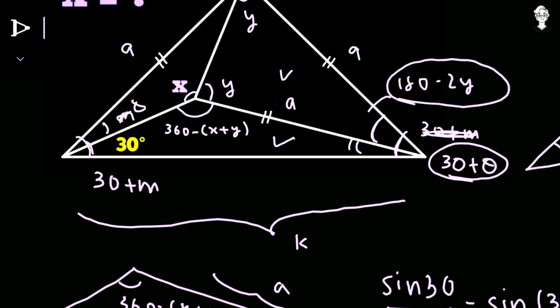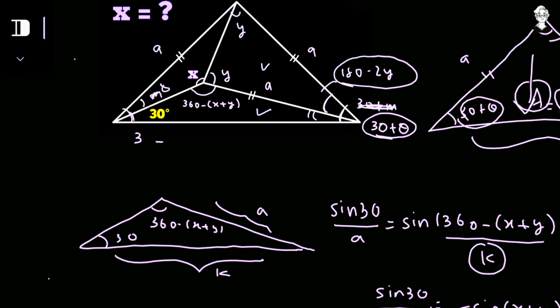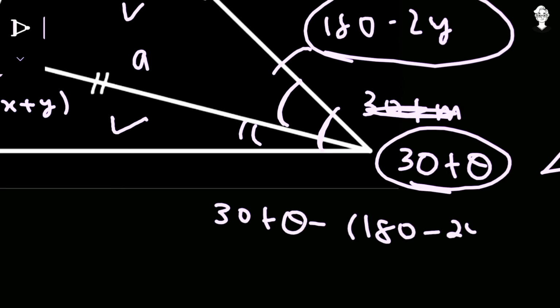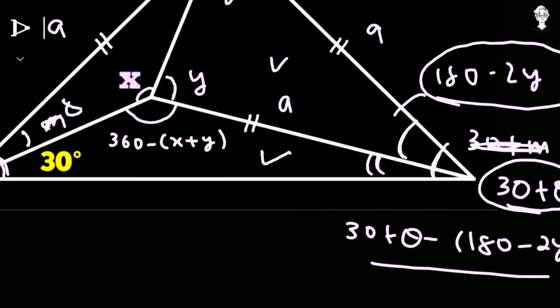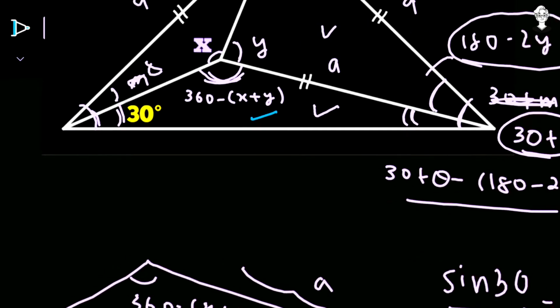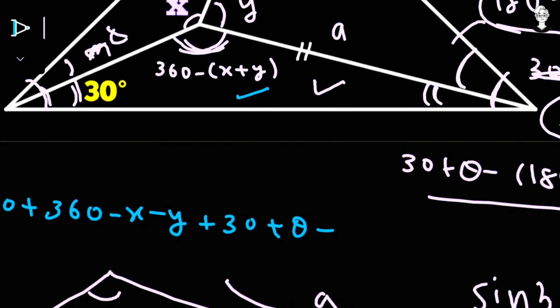So I'm just removing k from here, and all this that was written as a sine rule. So what we can observe is that the bigger one is 30 plus theta, so 30 plus theta minus the smaller one, that is 180 minus 2 times y. This angle we have got, this angle we have, and this angle is 30 degree. So now we are going to apply the angle sum property in this triangle. So 30 degree plus 360 minus x minus y plus 30 plus theta minus 180 plus 2 times y is equal to 180 degree.